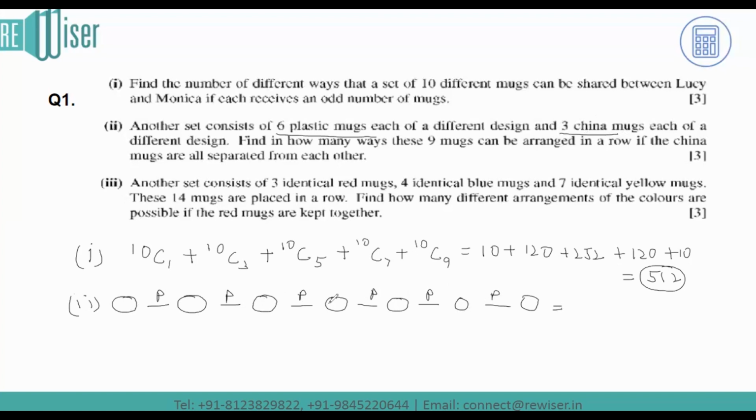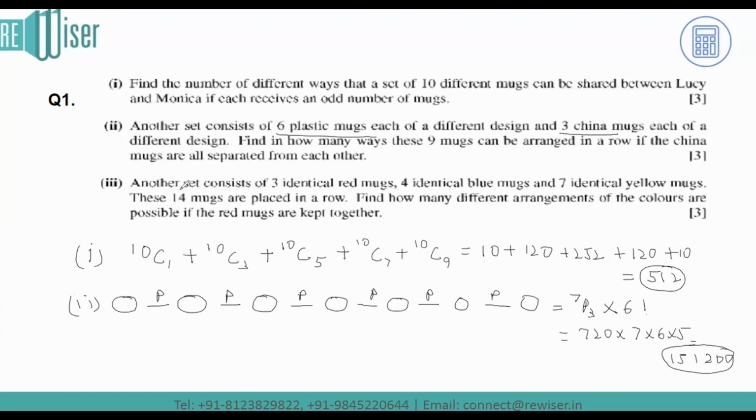So in these 7 places, 3 China mugs can be arranged in 7P3 ways, whereas the plastic mugs can arrange themselves in 6 factorial ways. If I make the calculation, 6 factorial is 720, into 7P3, which is 7 into 6 into 5, and I get my final answer as 151200. That gives the answer for part 2.